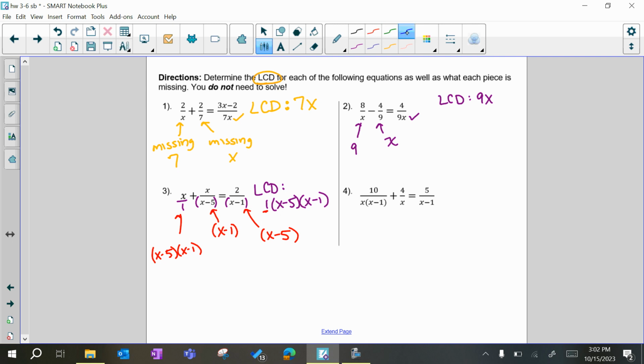Last one together, I have x, x minus 1, x, and x minus 1. So my LCD is going to be x, x minus 1. First fraction is good, it has both pieces. My next fraction is missing the x minus 1, and my last fraction is missing the x. Remember, our goal is to have all of our denominators be the same. We're going to practice solving together, but for the rest of this worksheet, you're just going to practice finding what's missing.